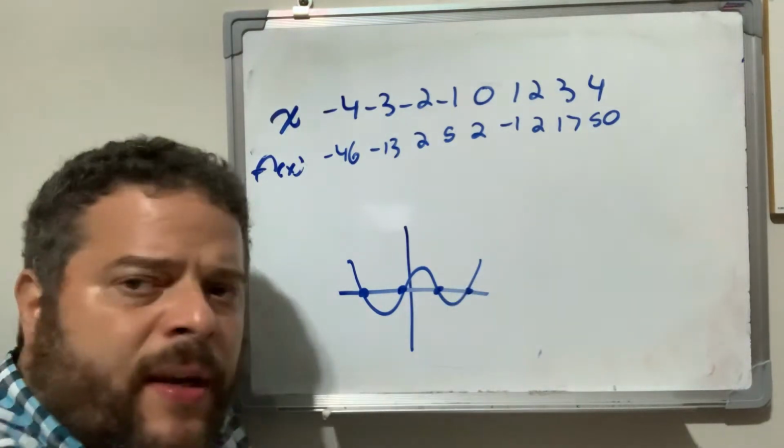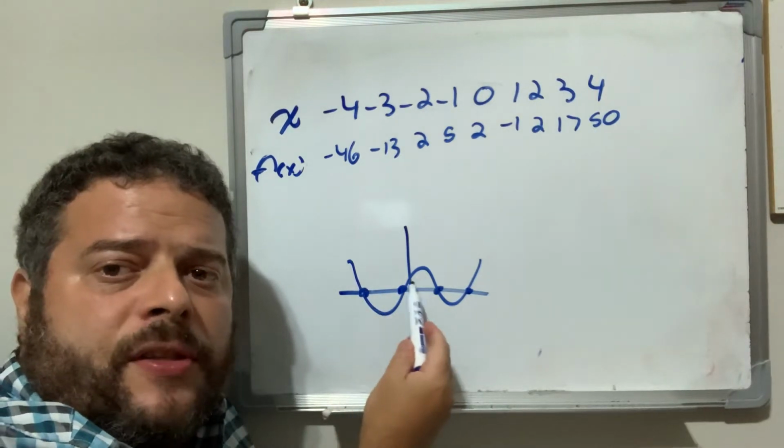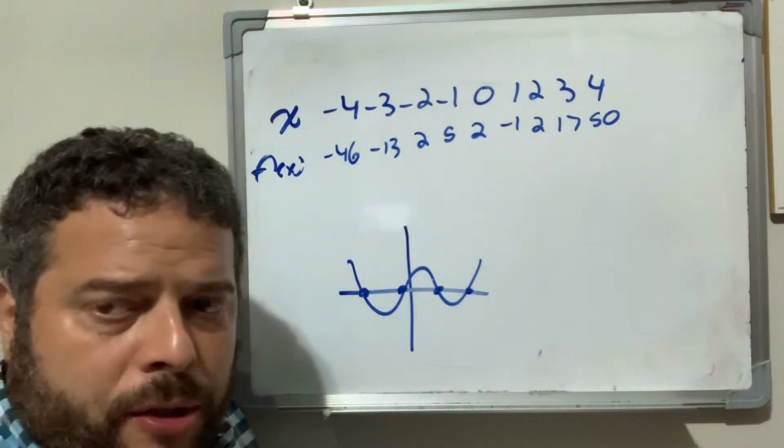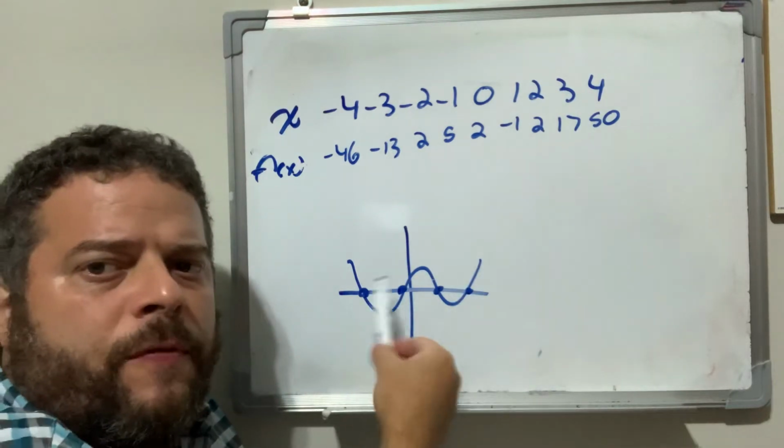So the easiest way is just to visually look at the graph and see where your graph touches the x-axis, and that's pretty much how you approximate the zeros visually.